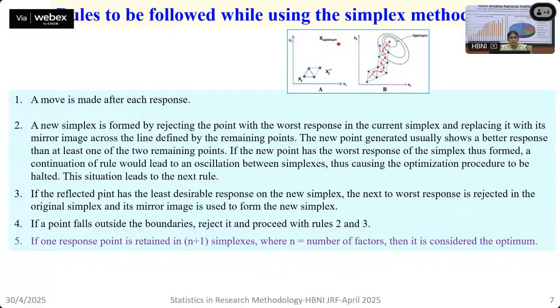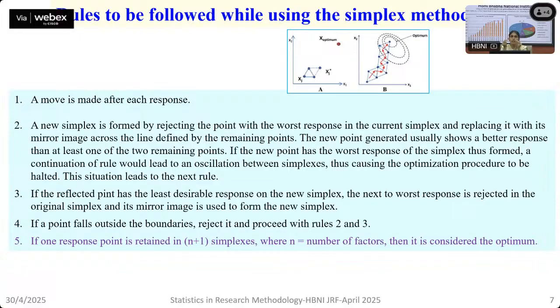After recording the response, a move is made. Definitely a move will be made. And a simplex is a geometrical figure having one more vertex than the number of factors. So if you have two factors, it will be a triangle. And after forming the simplex figure, you see that whichever is the lowest response, whichever is the lowest output, take a mirror image of that, as I told you in the previous slide. Then this new point will show a better response than the previous one, whichever is rejected.